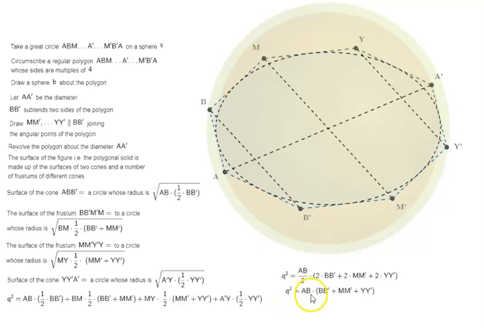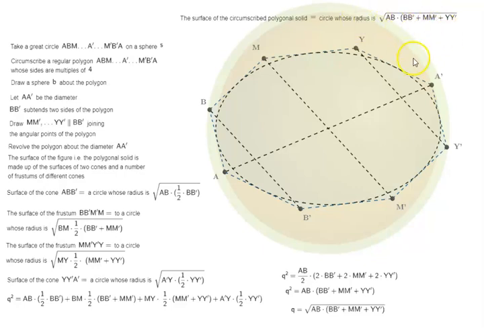So we have Q square is equal to AB times B prime plus M prime plus Y prime, which can be written as Q is equal to square root of AB times B prime plus M prime plus Y prime. We can say that the surface of the circumscribed polygonal solid is equal to a circle whose radius is square root of AB times BB prime plus MM prime plus Y prime.